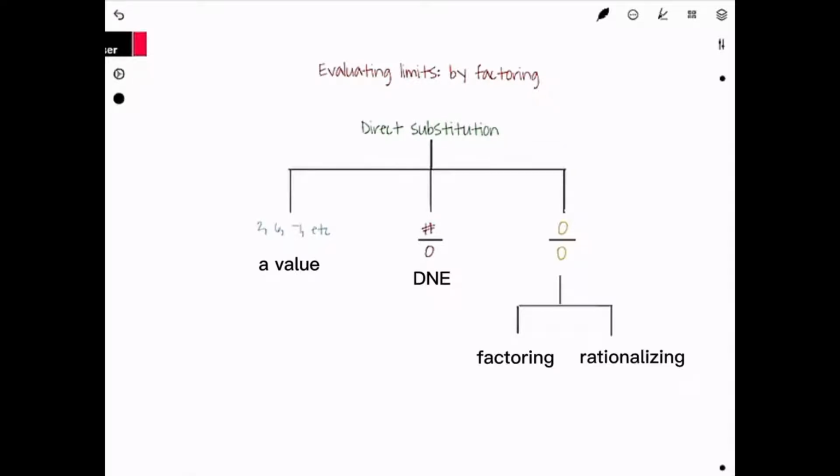These steps are called factoring and rationalizing. And in this video, I will be talking about factoring.